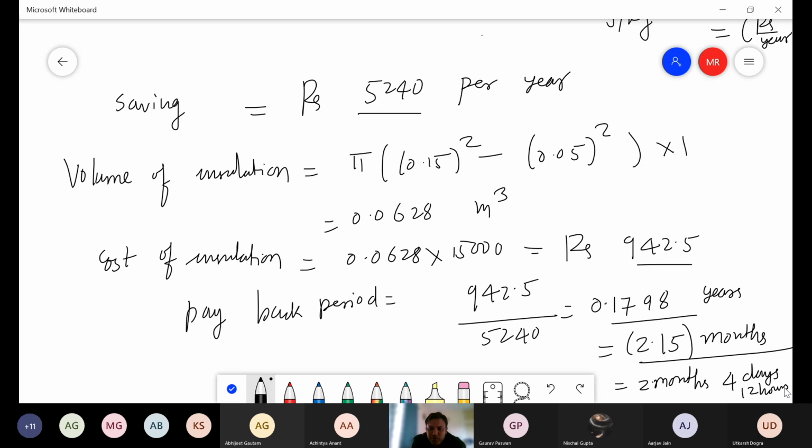Do you all agree with me? But note that I have not used the compound interest rate here. If I use the compound interest rate, instead of 2 months, 4 days, I might get 2 months, 7 days or 8 days. That's it. All right. Do you all agree? Yes, sir. Okay. So this is the answer for problem 1.